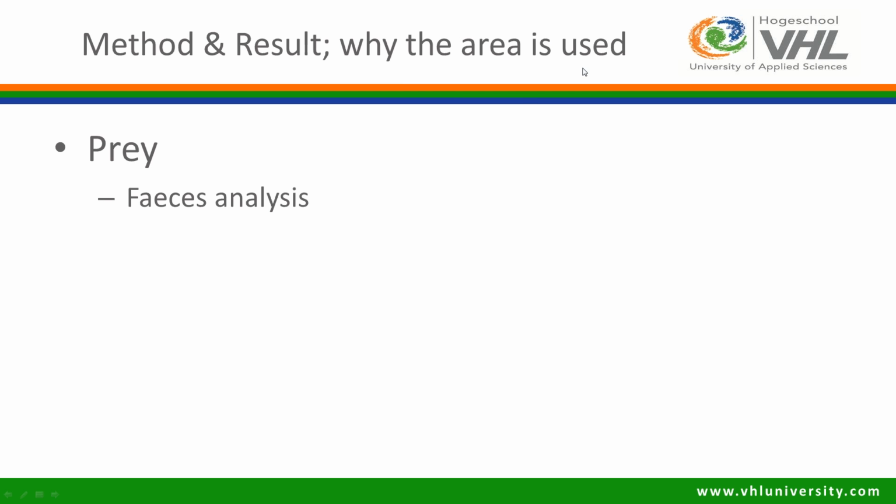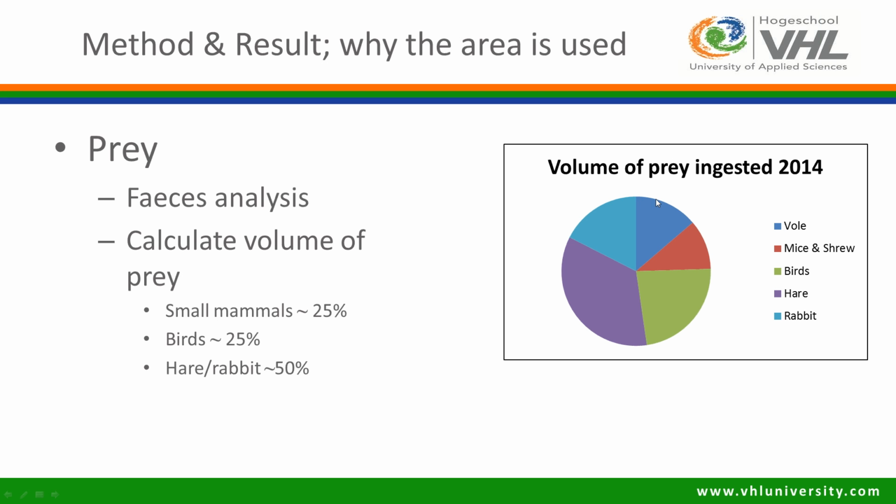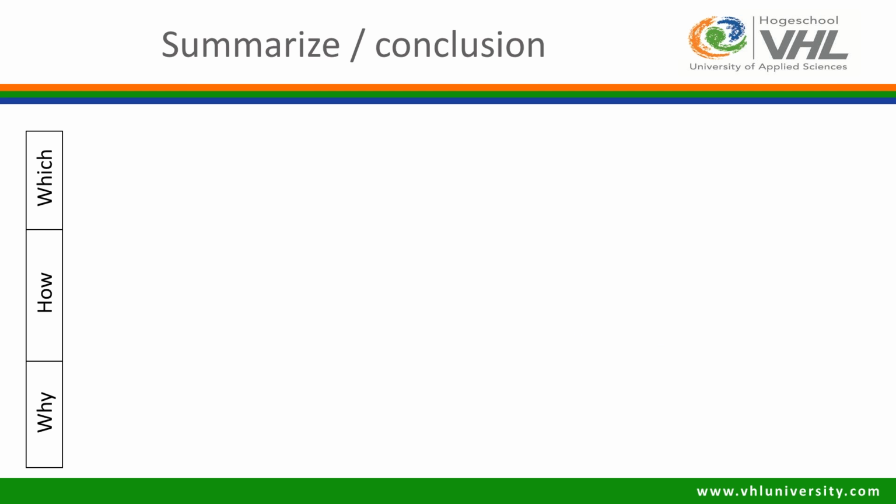So the final part is then the prey, because we want to explain why they use the specific areas during the night. And one of the things was then to look into the prey they have eaten. And for that we have collected a lot of feces, and we counted the prey remains in 160 feces. So you can then calculate the volume of prey by counting the prey remains, and in the end the picture looked like this. Their diet consists of approximately 25% small mammals, 25% birds, and 50% roughly hare and rabbit.